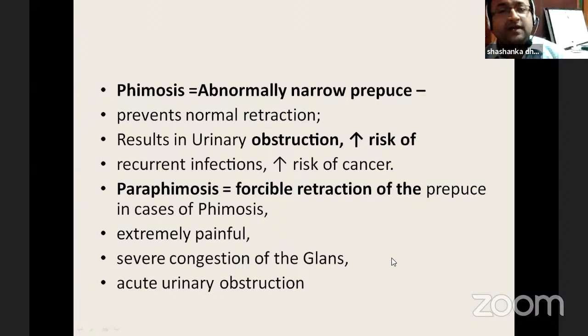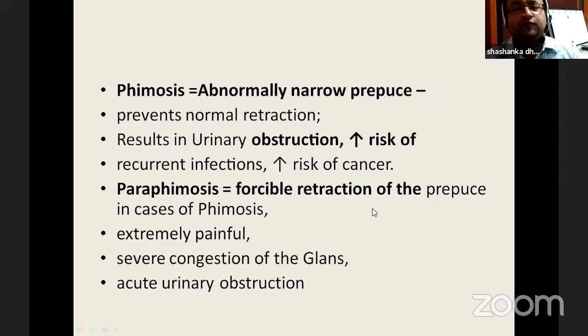Another common benign condition involving the penis before we close the class today: phimosis and paraphimosis. An abnormally narrow prepuce, which cannot be normally retracted, is considered a phimosis. It can be primary or secondary, so congenital or acquired. It can result in urinary obstruction. It can increase the risk of recurrent infections. It can also increase the risk of penile cancer.